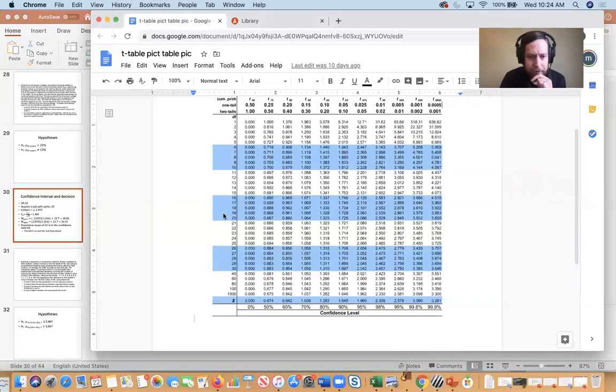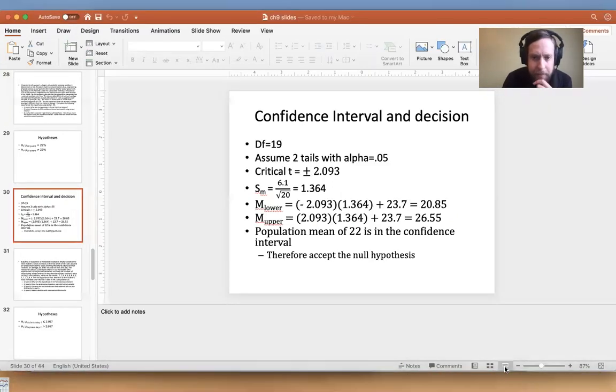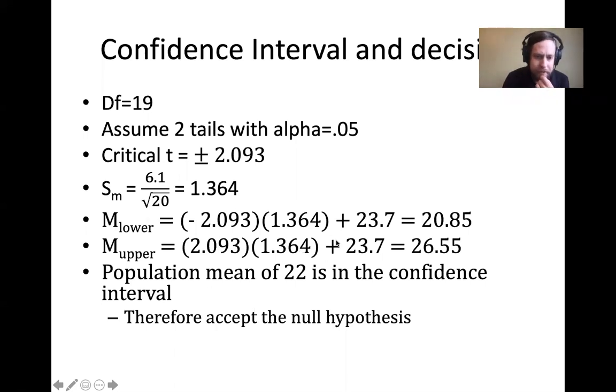So degrees of freedom equals 19 is right there. We're doing a two-tailed test, so we're going to use the bottom row with alpha equals 0.05. Go to where this intersects with degrees of freedom equals 19, and we got right here 2.093. That is our critical T value that we will be plugging in to our confidence interval equations, which are right here. So yes, we verified that the critical T is 2.093.